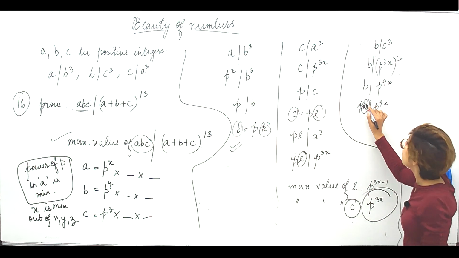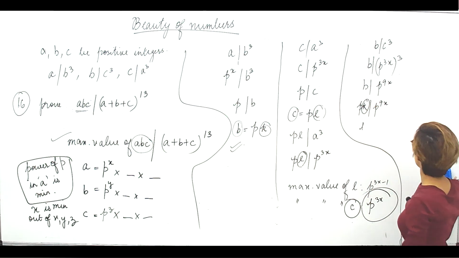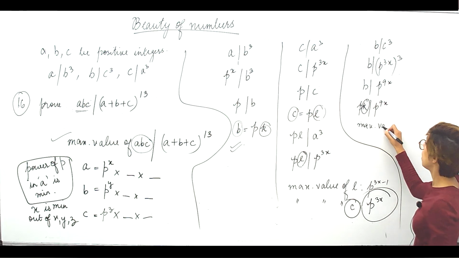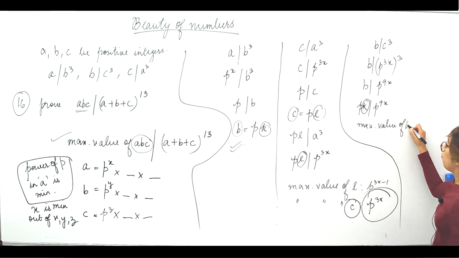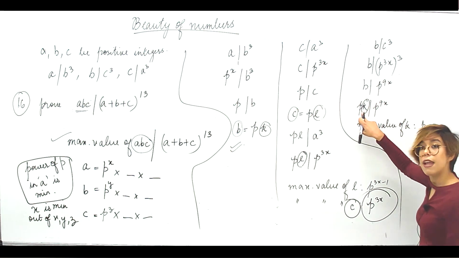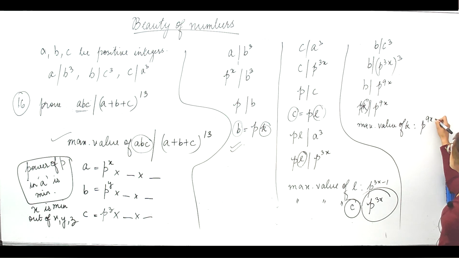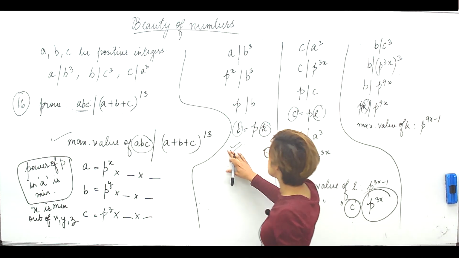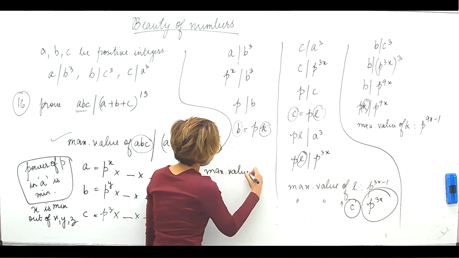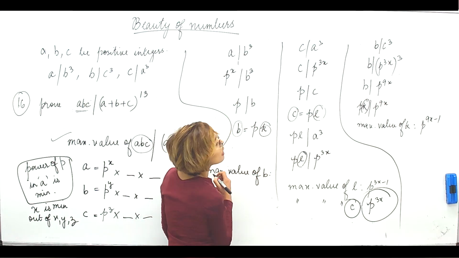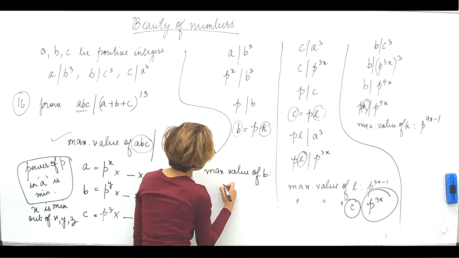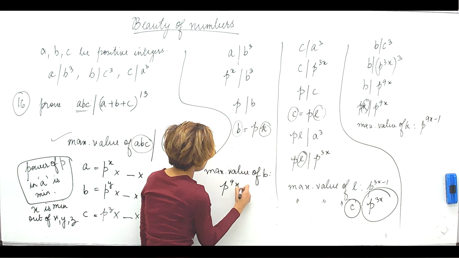Now the maximum value of K, what will that be? Maximum value of K will be P raised power, now here P raised power 9x is there. The maximum value should be P raised power 9x minus 1. So that means the maximum value of B that I can easily write now is P raised power 9x minus 1 into P, which is P raised power 9x.